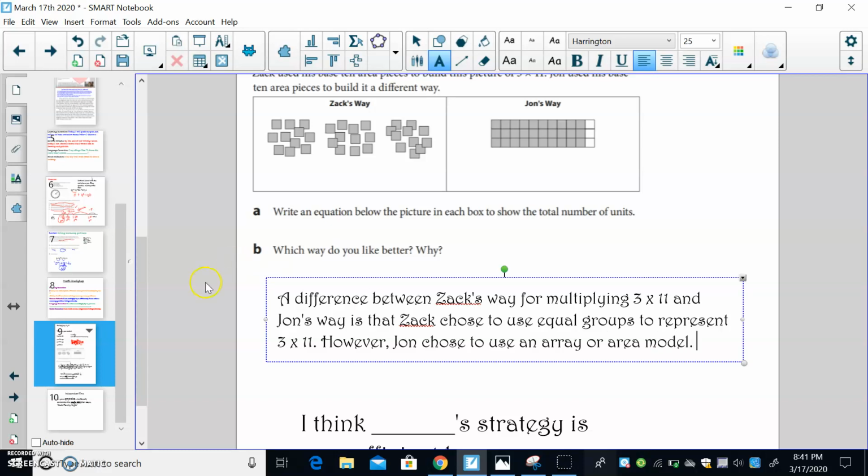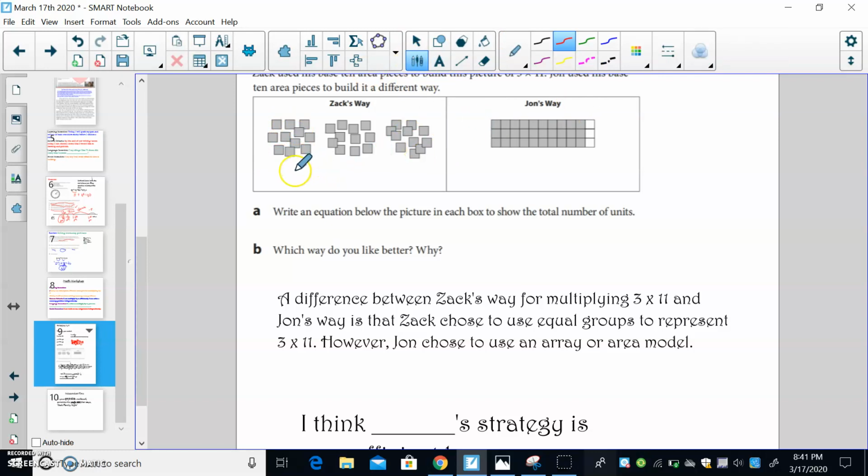We're going to take a closer look at Zach's way. So I'm going to make sure he did represent this with equal groups. So I see 3 equal groups, and so my number of groups is 3, but then I look at the group size, each one has 11, so we do have 3 times 11 represented there with equal groups. So I'm going to write 3 times 11.